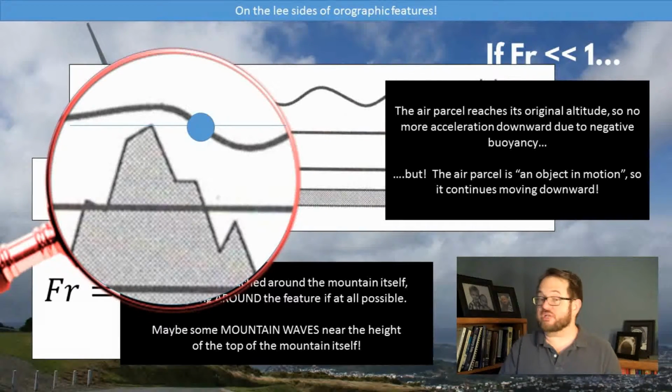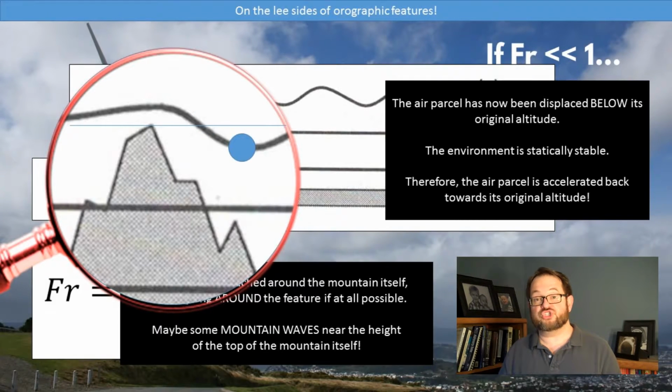At which point it's no longer experiencing any acceleration, but it is an object in motion that stays in motion per Newton's first law. It's going to continue moving downward and overshoot its original altitude, and continue going down until it reaches some new altitude, at which, well, now we have lowered an air parcel in an atmosphere that is statically stable. Statically stable resists all vertical motions.